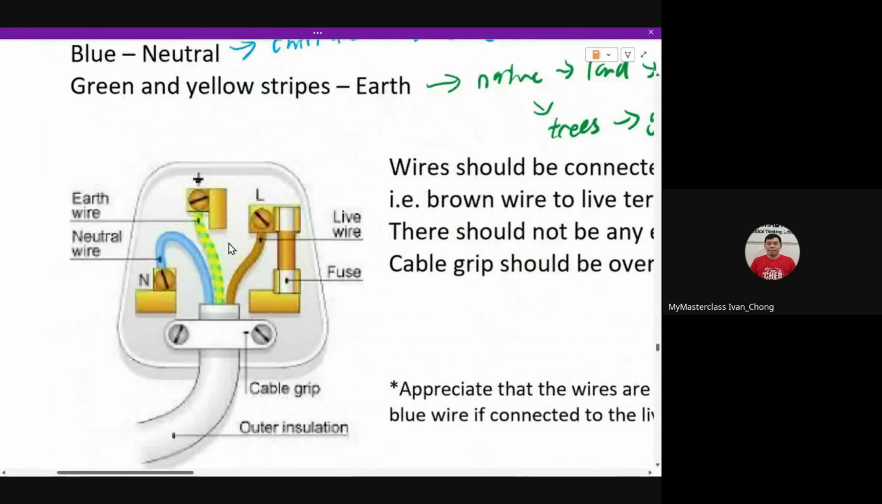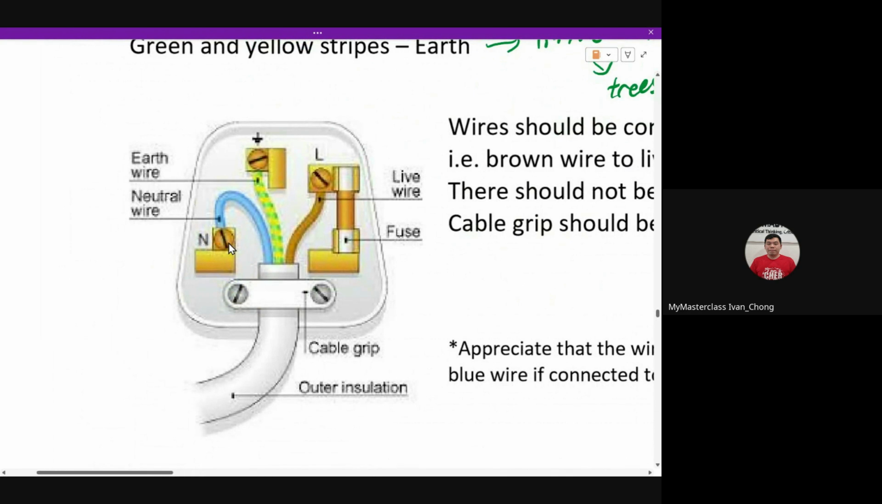Okay, so now if you look at the back of your 3-pin plug itself, you notice if you open it up, this is what it looks like from the back. So in front, you will notice that the pins are somewhere in front. Okay, you can't really see it, but basically they are in front.